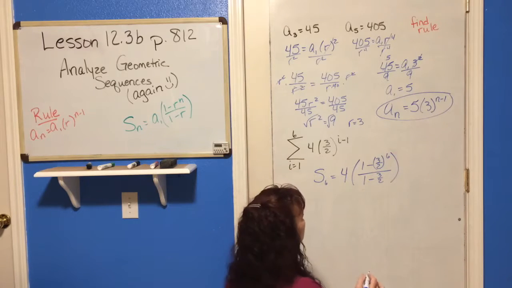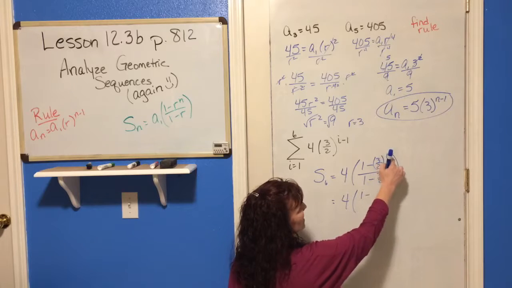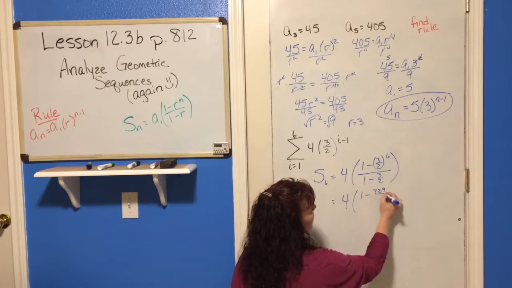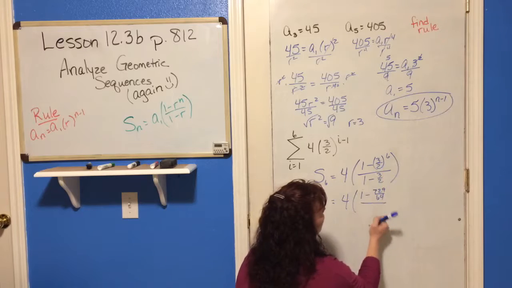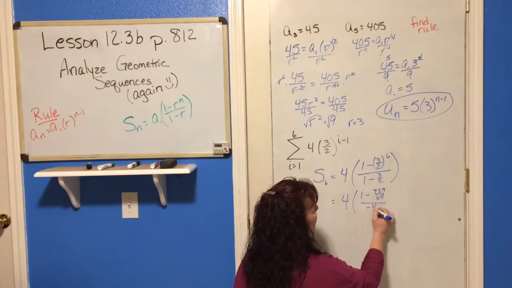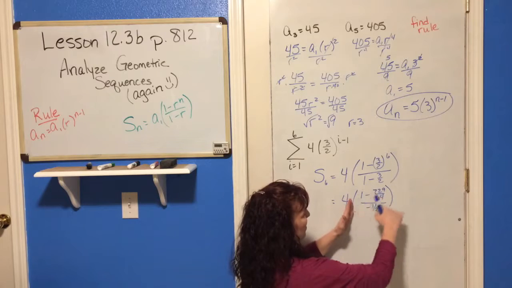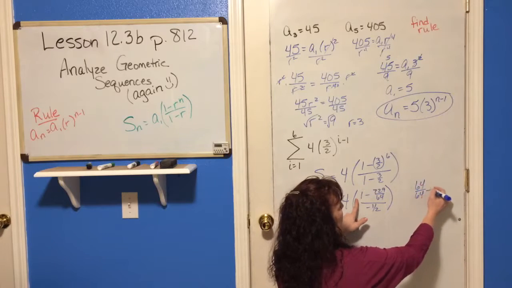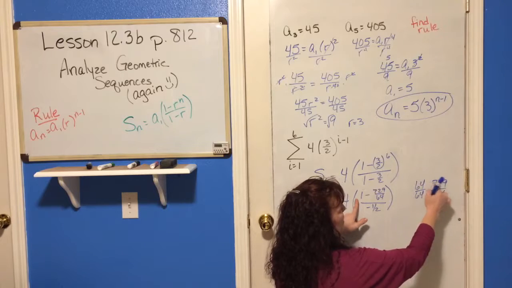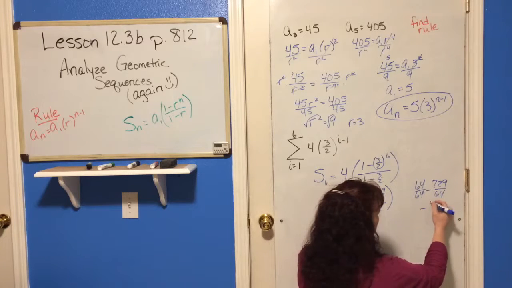And you say, well, how do we do that? You can do it. Here's what we're going to do. We're going to simplify. You're going to have 1 minus 3 to the 6th power, which is 729, and 2 to the 6th power is, I believe, 64. You're going to put that over 1 minus 3/2, which is -1/2. Then you can simplify this down. 1 is 64 over 64, minus 729 over 64. So 64 minus 729, you're going to end up with a negative number, -665.